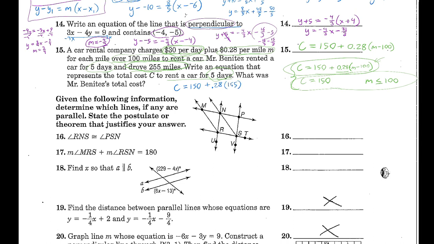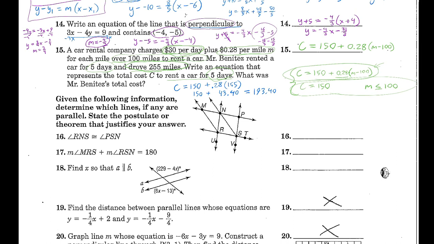So I'm just going to pull out my calculator really quick and see what 155 times 28 cents is. 155 times 0.28, that's $43.40, the extra charge on top of the 150. So the total he was charged is $193.40. So that's the second part to this answer.